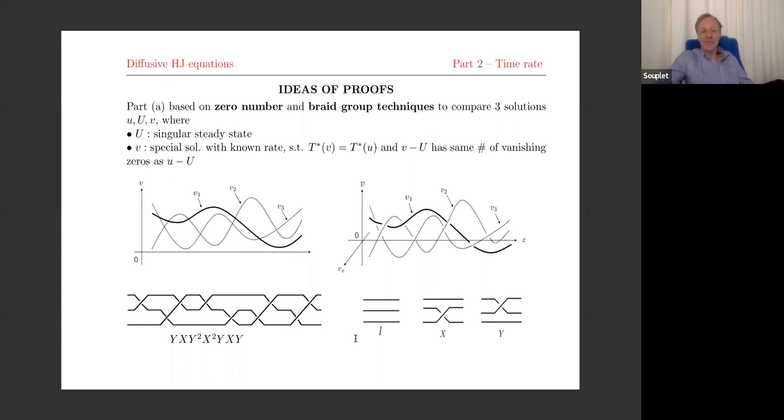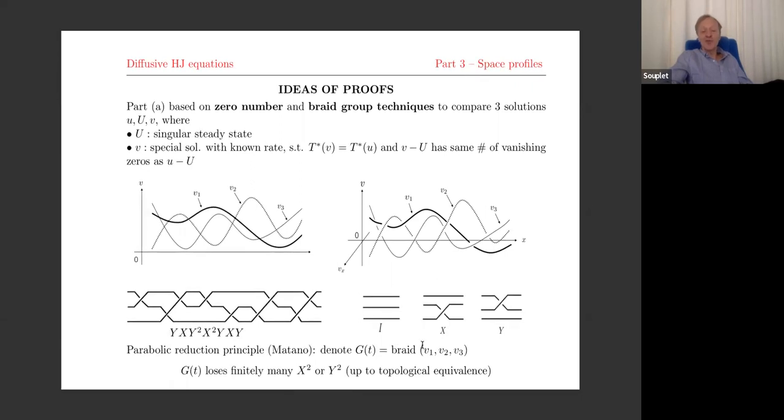It's known in basic braid group theory that any positive braid with orientation can be finitely generated by these 2 generators. Once you do this, you use Matano's parabolic reduction principle, which is a kind of entropy principle. The entropy principle is like the zero number. In zero number, the entropy principle is that the zero number cannot increase in time. In braid group theory, the entropy principle is that the number of crossings cannot increase in time.